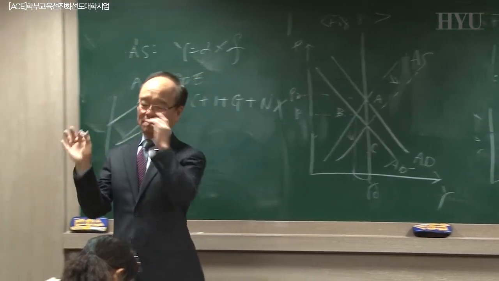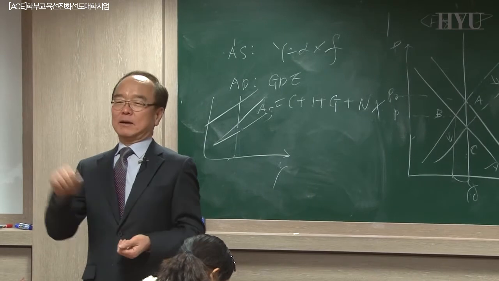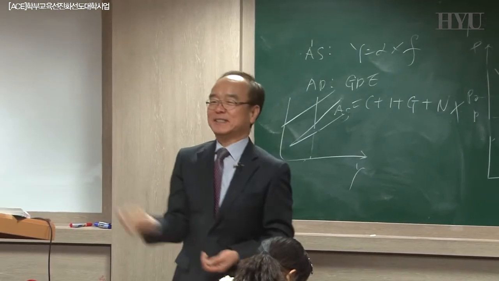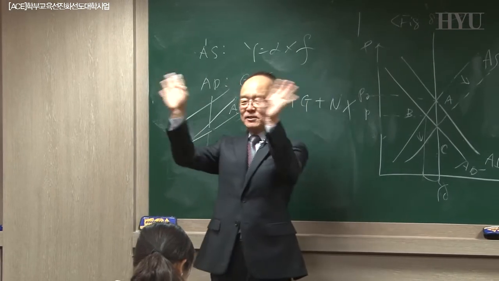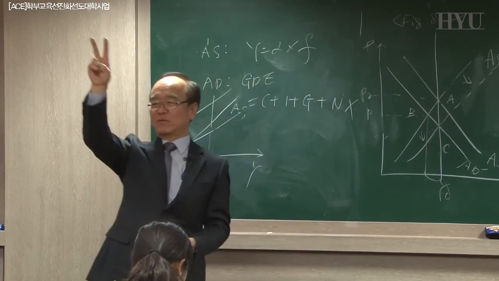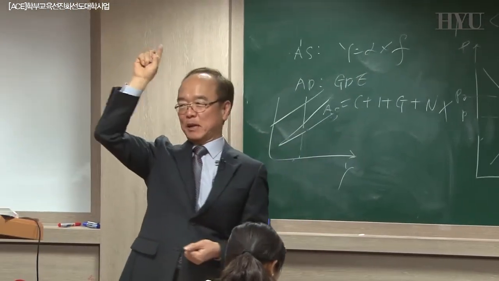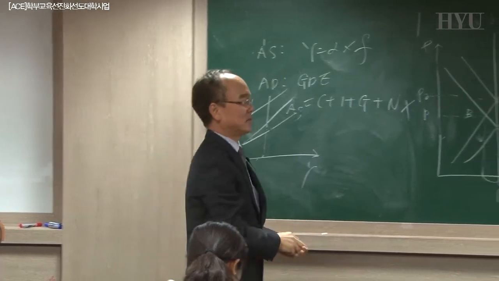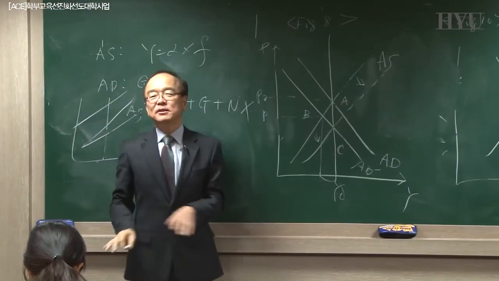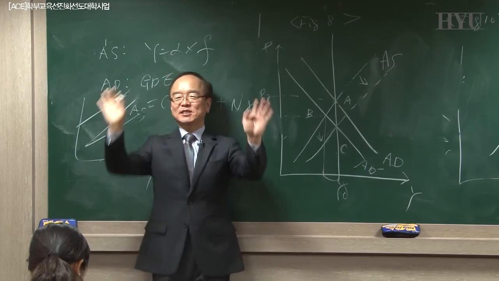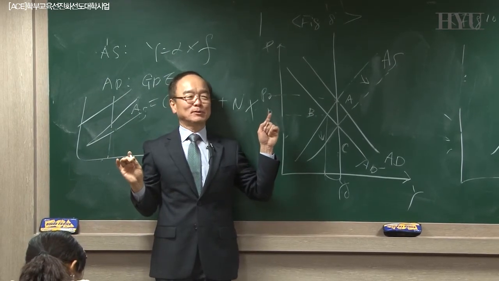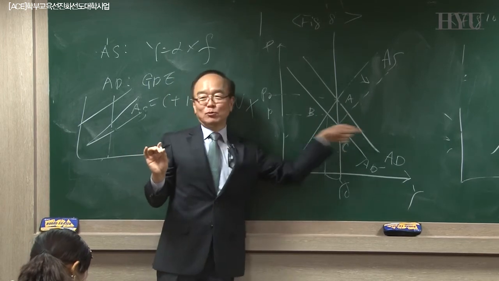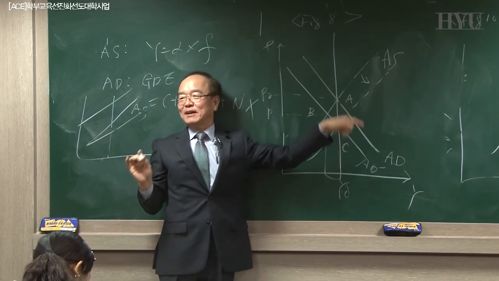So number one, the government reduces tax. That's what you call government policy: fiscal policy and monetary policy. Fiscal policy first. What if the government reduces tax, keeping G the same? Which curve moves in which direction? AD is pushed back in this direction, right? That's 1A.